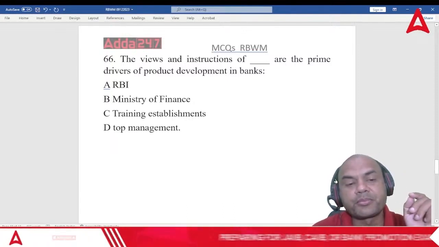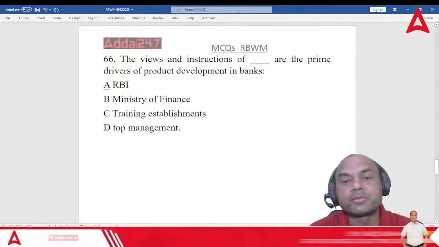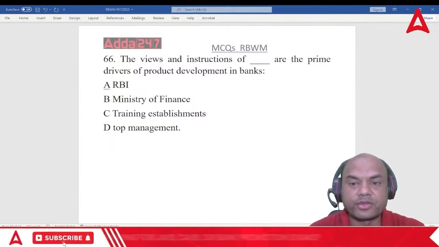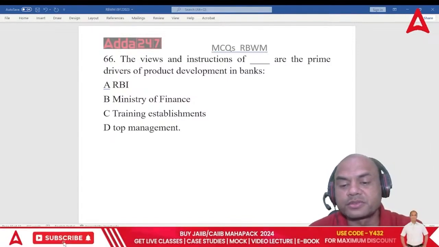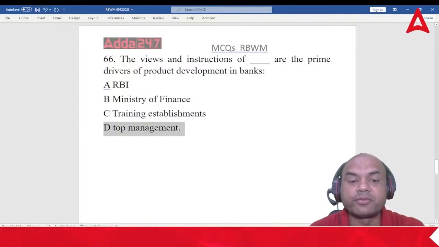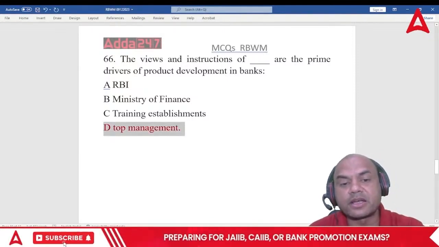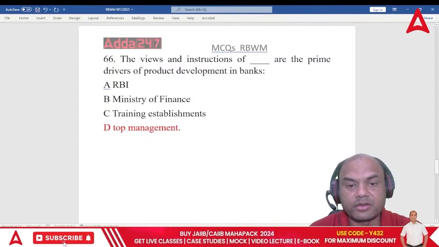RBI, ministry, training and top management, between these answers. So whenever you have to choose between these answers, what should you choose? You'll have to choose among them which is the best. Top management, this is the right answer. Top management, okay? Got it? Next one.